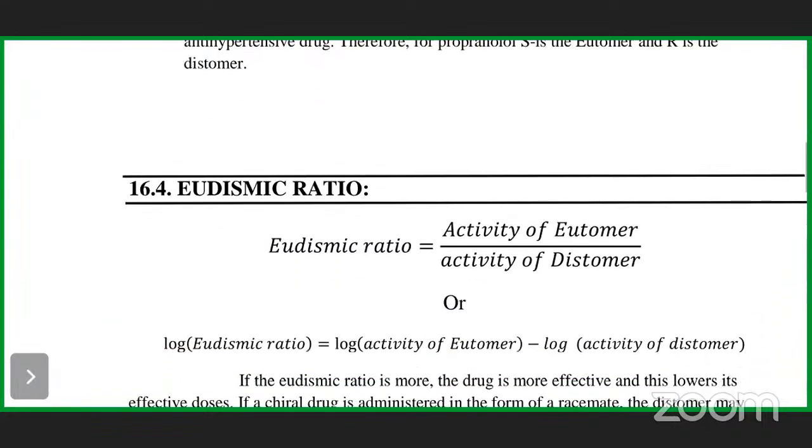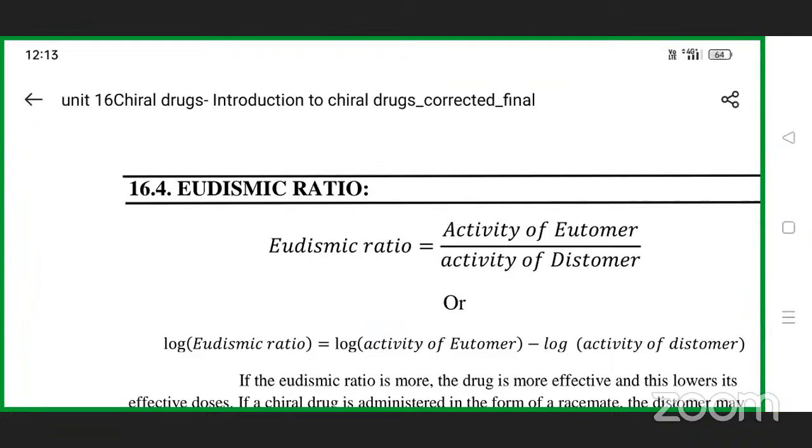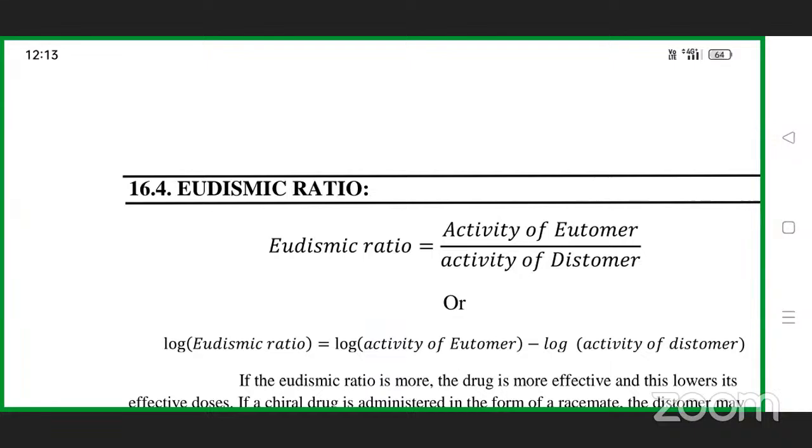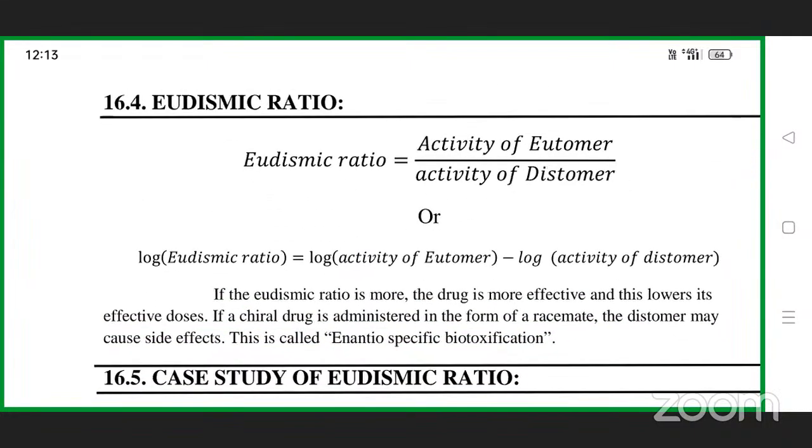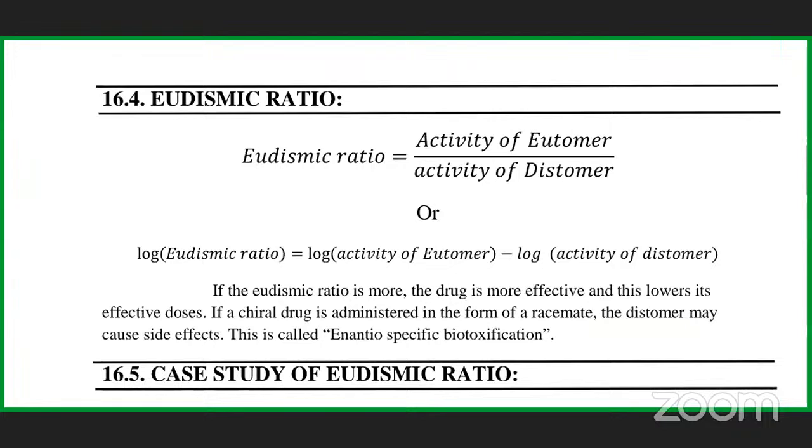Now the eudismic ratio. This is also one of the important terms. What is the question here? Which is expected in the examination, where the eudismic ratio. Sometimes they will ask to define the eutomer and distomer and eudismic ratio. So they will ask by these three terms here, depending on the weightage of that question, right? Marks. Yes, so they will ask this.